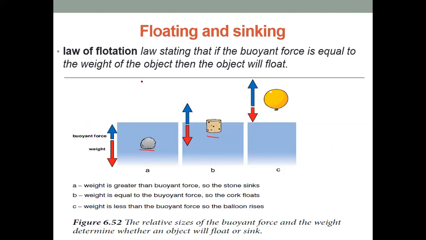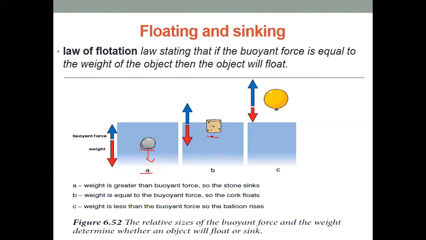For A, the weight of the object is greater than the buoyant force. That's why the stone will sink over here. The weight of the object is greater, or the density of the object is greater than the density of water. That's why it's going to sink.